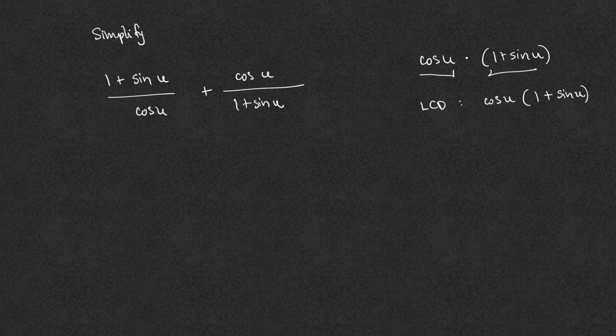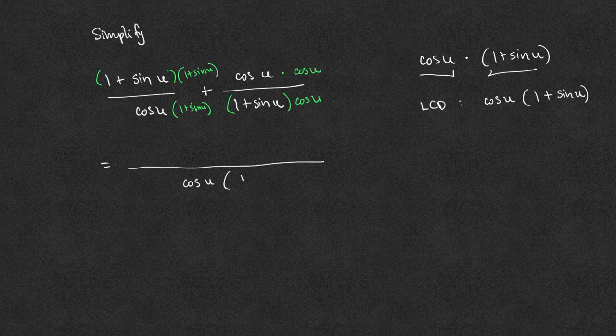The first term would need to have 1 plus sine of u. But if we multiply by 1 plus sine of u in the denominator, we do the same thing in the numerator. For the second term, we multiply the denominator by cosine of u, and therefore multiply the numerator by cosine of u as well. We then simplify. Since these two fractions have the same denominator, we can combine them over the common denominator of cosine of u times 1 plus sine of u.